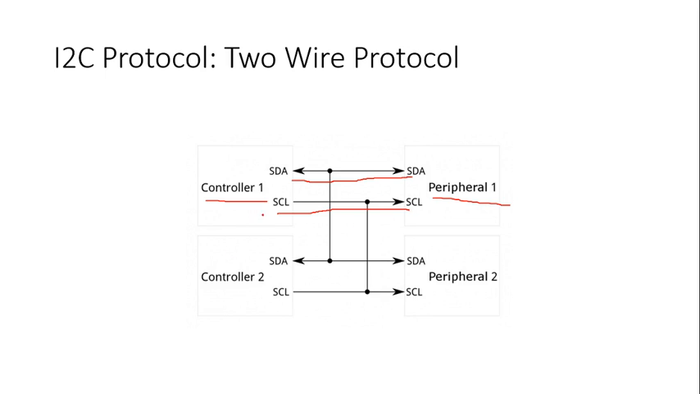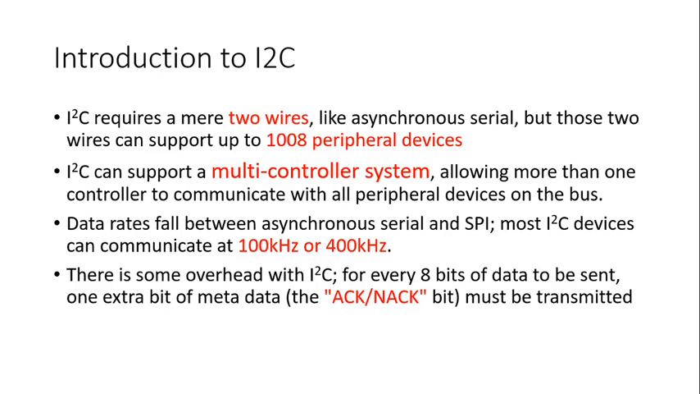Another thing you can observe here is that more controllers are allowed. More than one controller can be present in the circuit, and more than one peripheral is also present in the circuit. That is another advantage of I2C. In case of SPI, only one controller is present. In case of I2C, it can work with systems where more than one controller is present. So let us see the details about the I2C protocol.